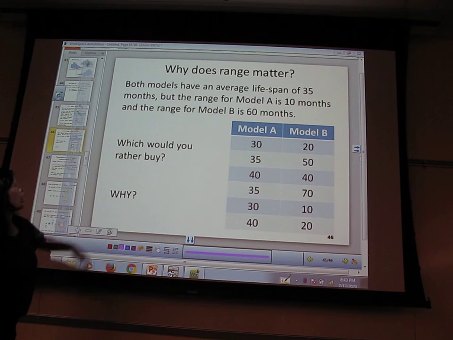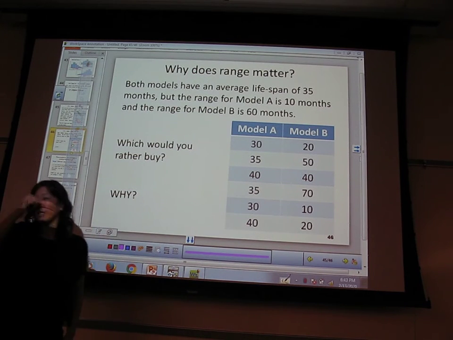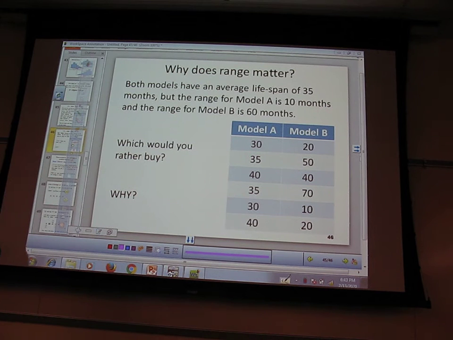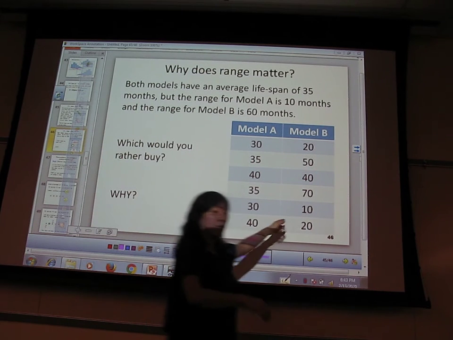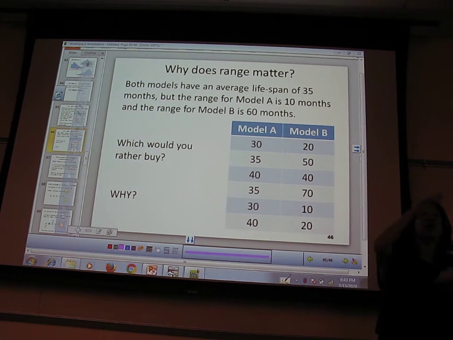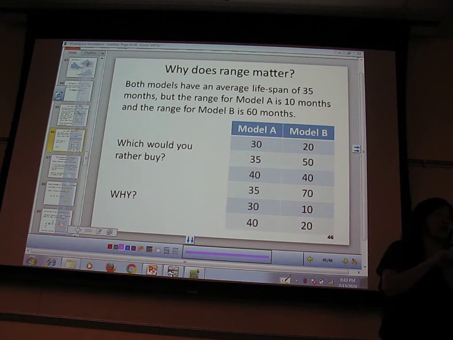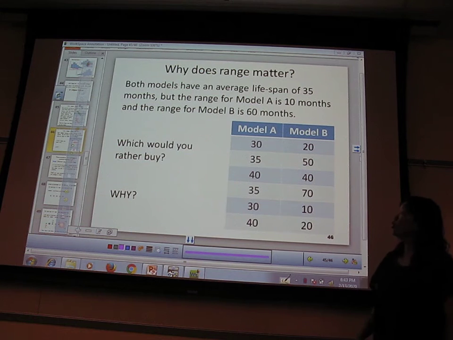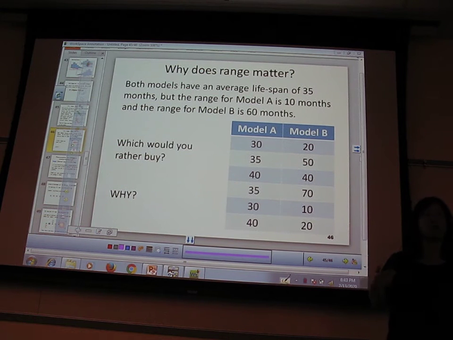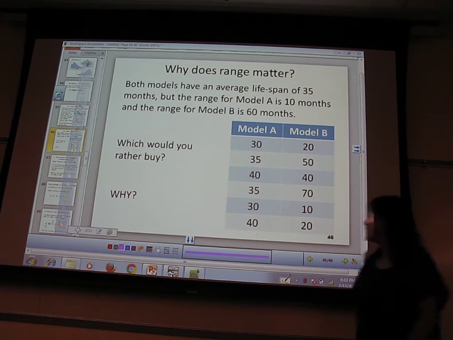But Model A, the range of possible values is 10, between 30 and 40. Here, the range of possible months before it breaks is 60, between 10 months and 70 months. It might break at 10 months, it might break at 70 months. That's the range. Which one would you rather buy and why? Now talk to your neighbors, 30 seconds, and decide which one you'd rather buy and why.